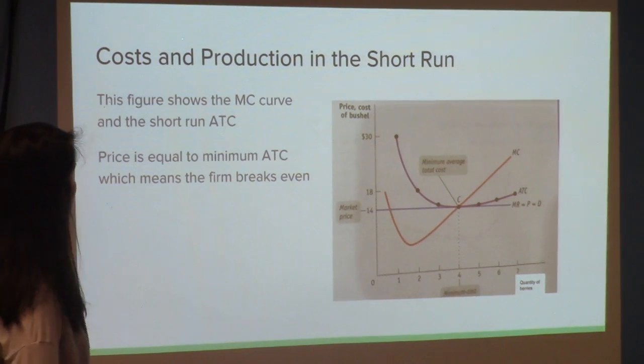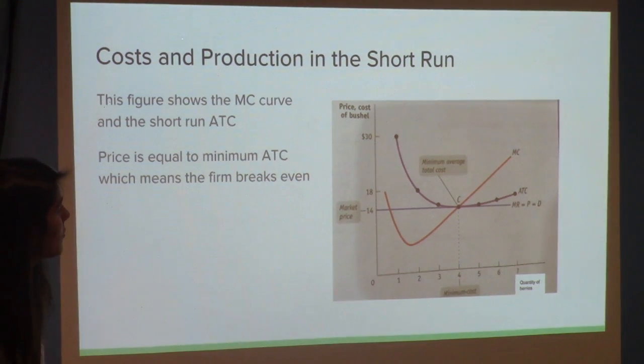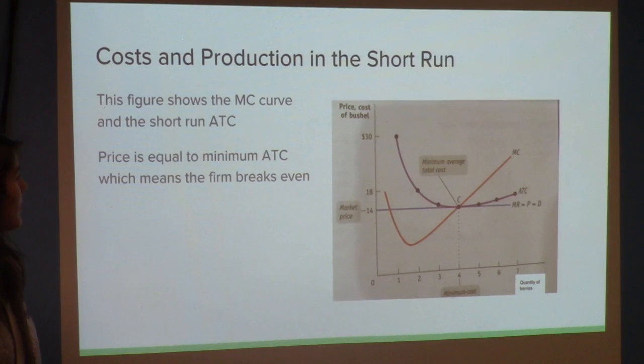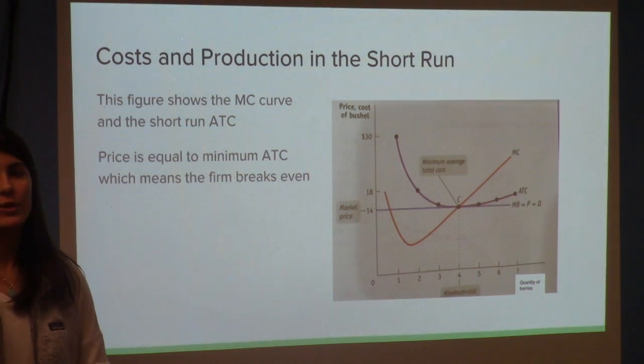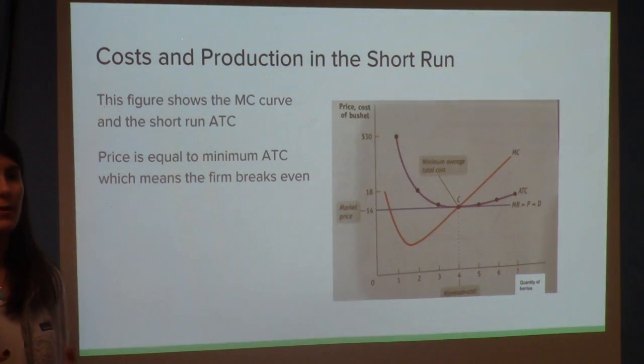So in the short run, as you can see here, you're going to produce at MR equals MC. And when the minimum ATC hits MR and MC, that's where you're going to produce, and the firm is going to break even. So there's not going to be any loss or profit, but their revenue is enough to cover all their costs.